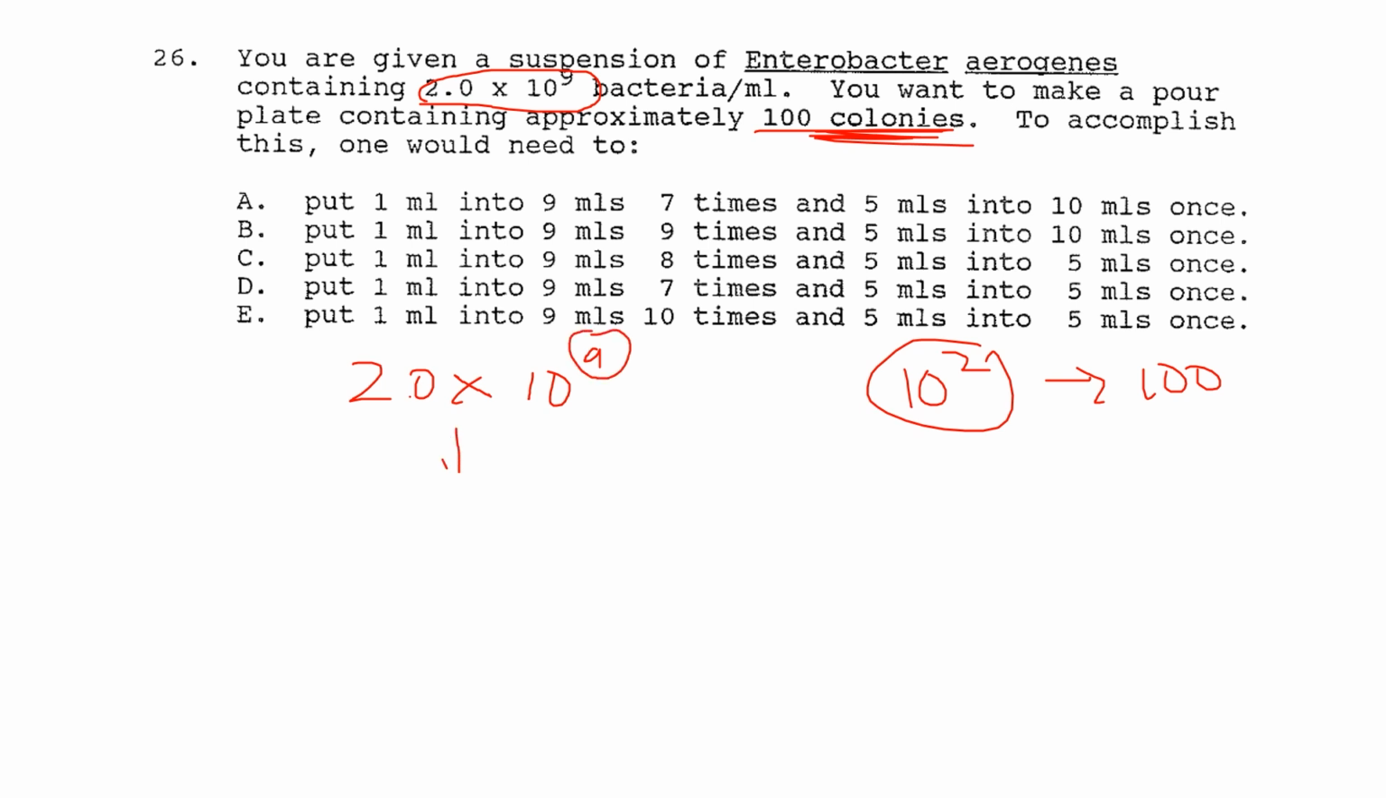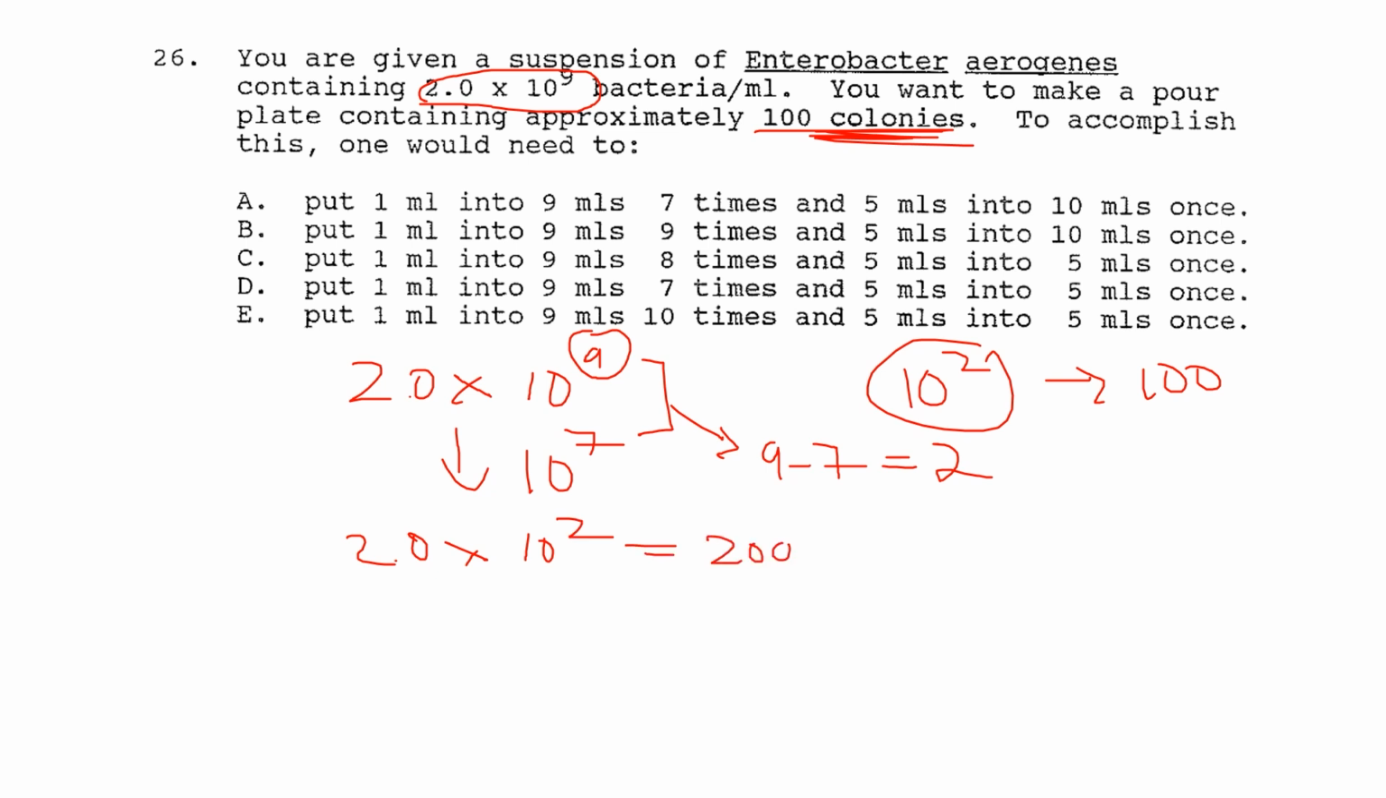So if we dilute this by 10 to the 7th, remember, when you do this, you actually minus the exponents, so you get 2 here. Now you would be at 2 times 10 to the second, right? But you're still too high here, because you're at 200 colonies when this happens. So if you plate half of this, 0.5 mils instead of 1 mil, or a dilution factor that gets you to half, you'll get only 1 times 10 to the second, which gets you to 100, right?